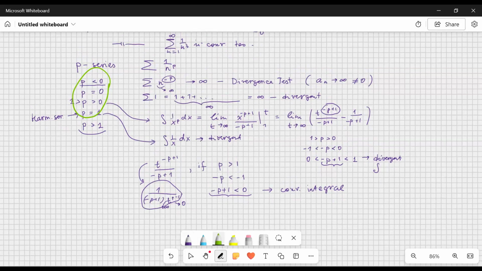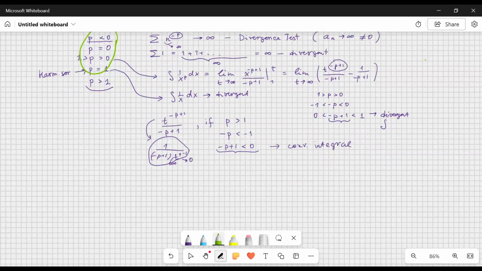So all of this is divergent. The only convergent case for the p series: the p series is convergent only for p greater than 1, which means that if you have 1 over x squared, 1 over x cubed, or 1 over x to the power of 1.5, anything with power greater than 1 will give you a convergent integral.